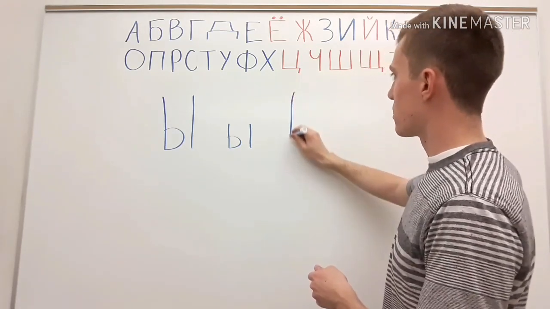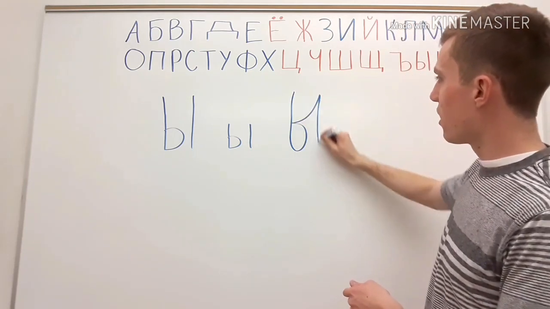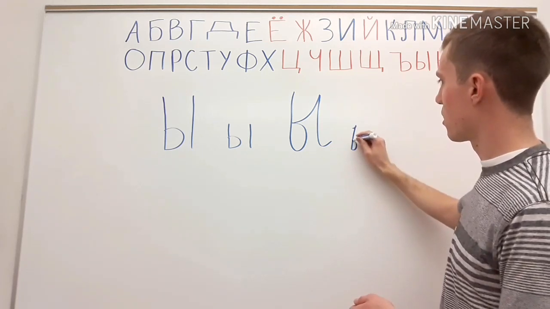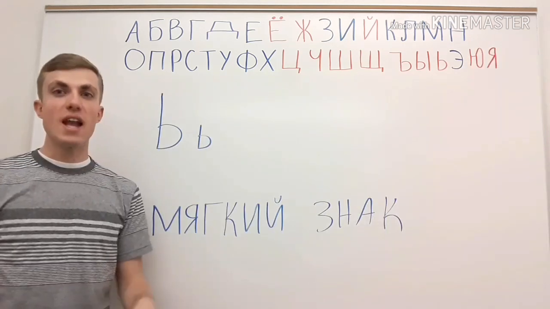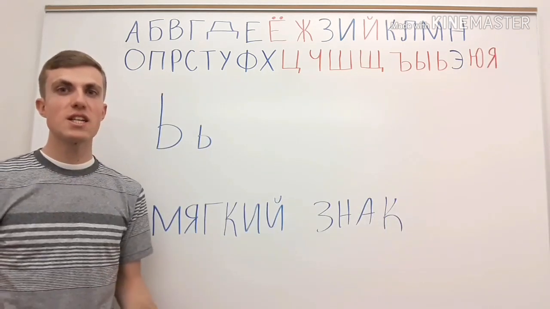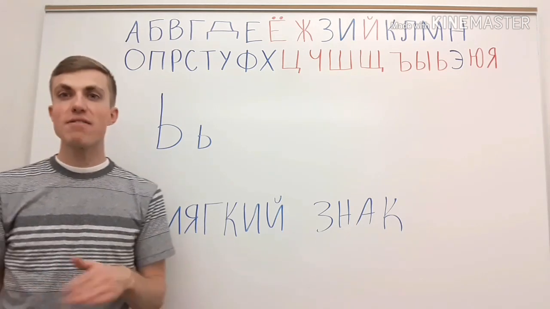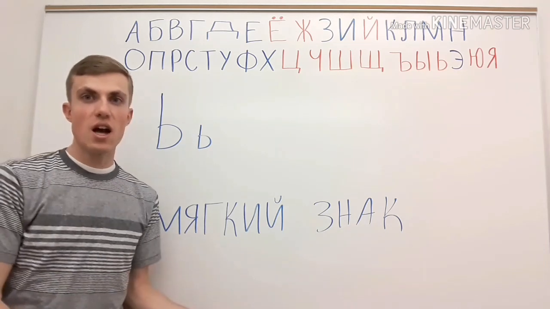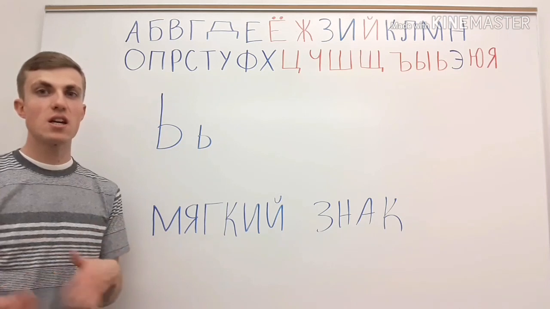Simply draw the b and then go straight into the l like that. Same with the lowercase, just like that. The next of our strangers is called мягкий знак, and that translates as soft sign. So, unlike the твердый знак, or the hard sign, this makes the consonant before it soft.